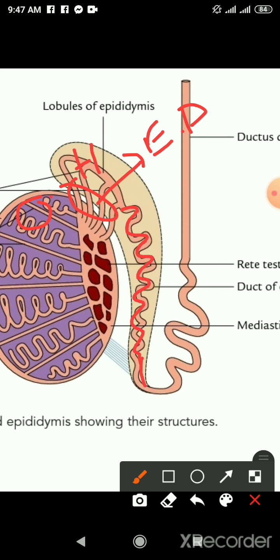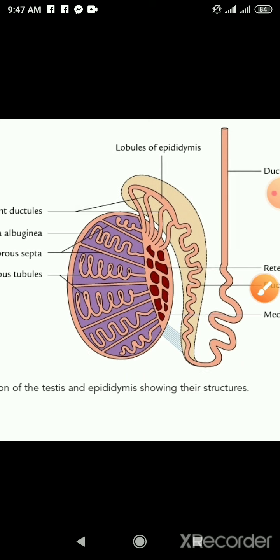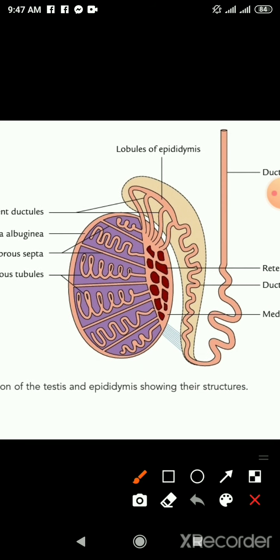And from the tail, this duct continues as the ductus deferens or vas deferens. And sometimes in the head of the epididymis, it contains a fibrofatty mass or body which is known as the appendix of the epididymis, which is not present here.